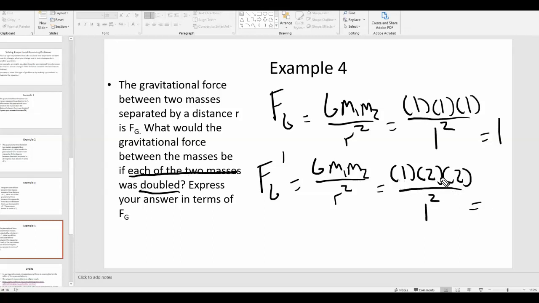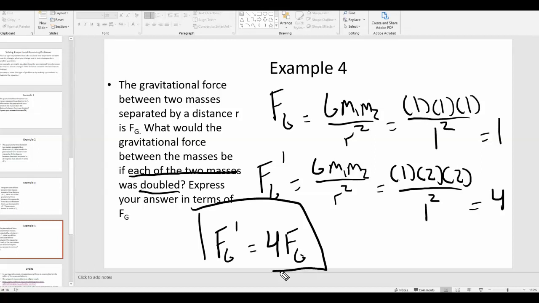Okay, so 1 times 2 times 2 is 4, divided by 1 squared is still 4. So my new force of gravity is going to be 4 times the original force of gravity. Okay, so in other words, if I double each of the two masses, each doubling also doubles the gravitational force. So because I double each of the two masses, the force of gravity is going to be 4 times bigger than it was originally. Okay, so that is the answer to example 4. Pause there if you need to look at that some more.